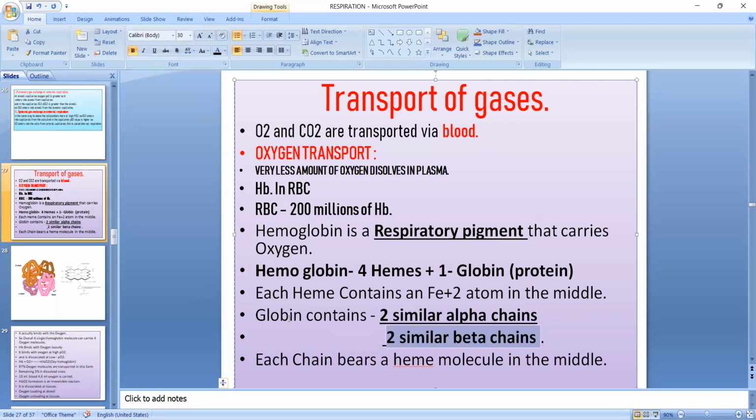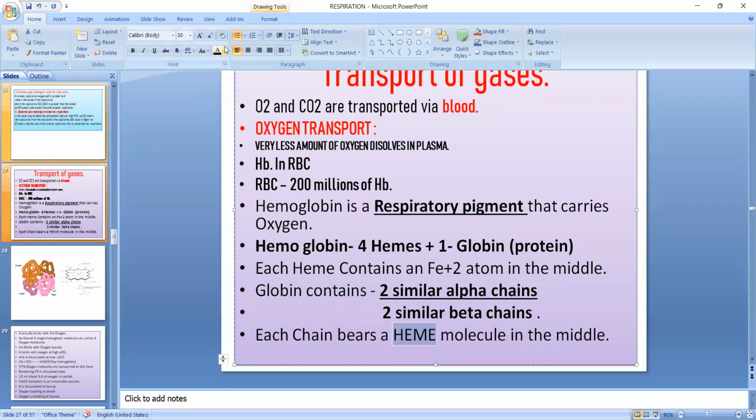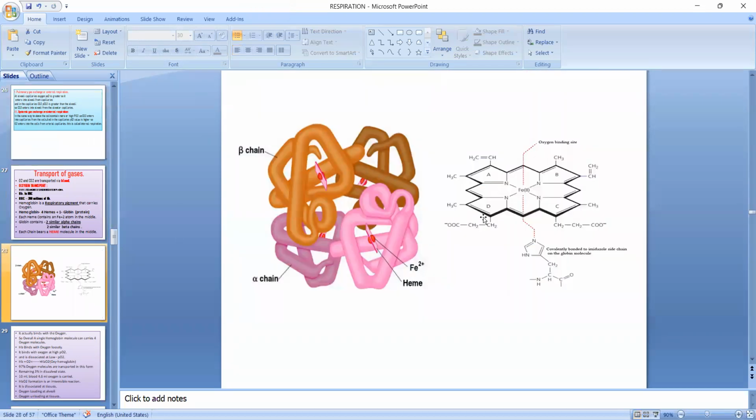It's okay if you don't remember that either. Next, each chain bears a single heme molecule, which is the reason for the red color. Why is it red? Due to the presence of iron again. So this is the structure. This is hemoglobin. These two are the two beta chains, two alpha chains. Each chain contains a heme molecule.